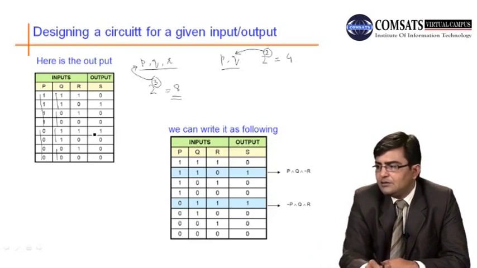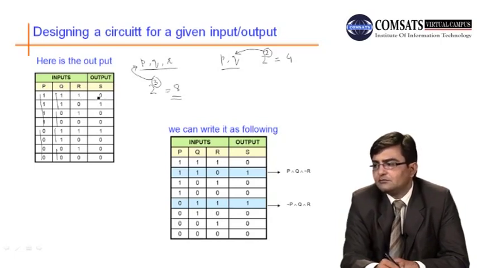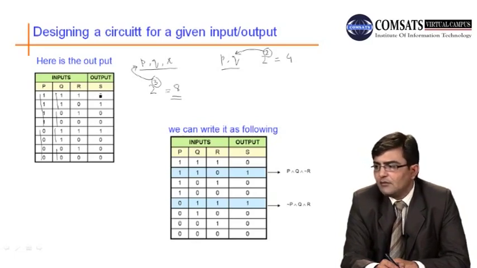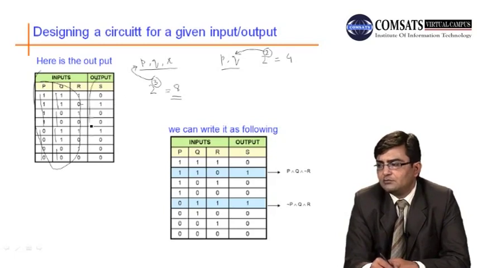So if we have 3 propositions P, Q, R, what will be the output? There are 8 possibilities of inputs for P, Q, R. If P, Q, R are all 1, then what is the output? Here it is 0. We are designing a circuit for a given input and output. If we have 3 propositions and we are given this output, this S doesn't represent any logical expression. It is simply an output which is given, and we have to construct a circuit corresponding to this output.